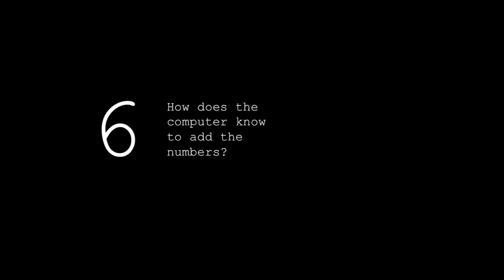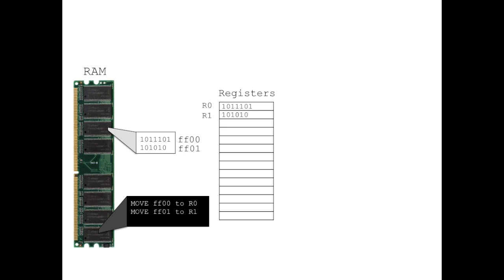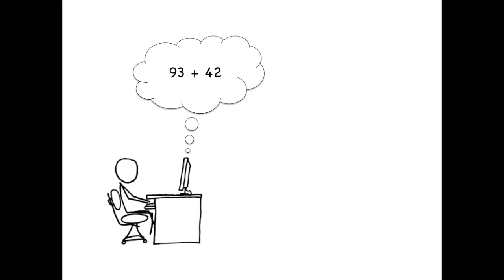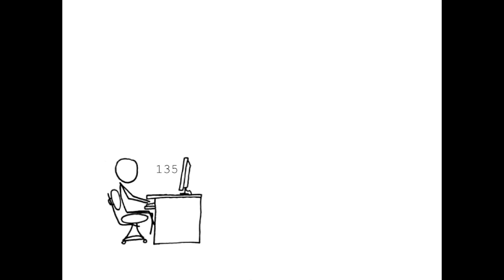Question 6. How would we tell the computer to add the numbers? If you said an add instruction, that's right. Remember, the computer can only do what we tell it to. So the next instruction we execute is adding R0 and R1 in our handy ALU. So it moves R0 and R1, adds the numbers, and then outputs it back into the registers. So now the computer has calculated 93 plus 42 and spits out 135.